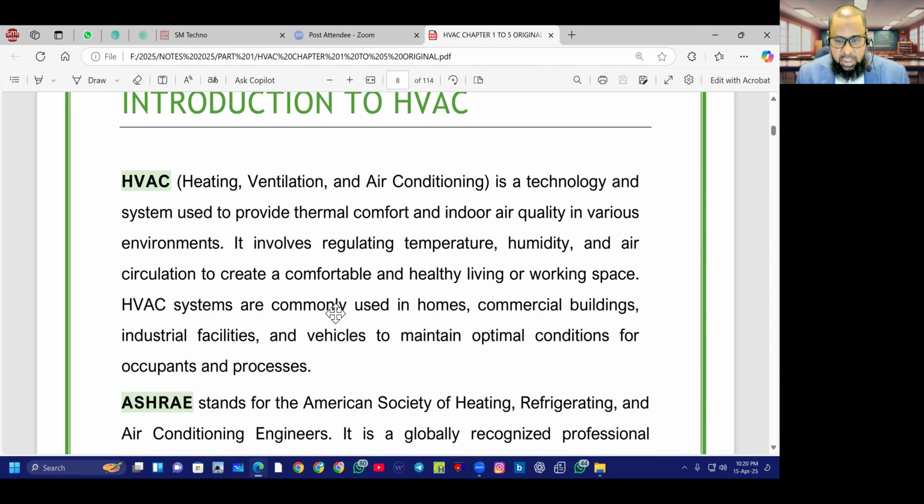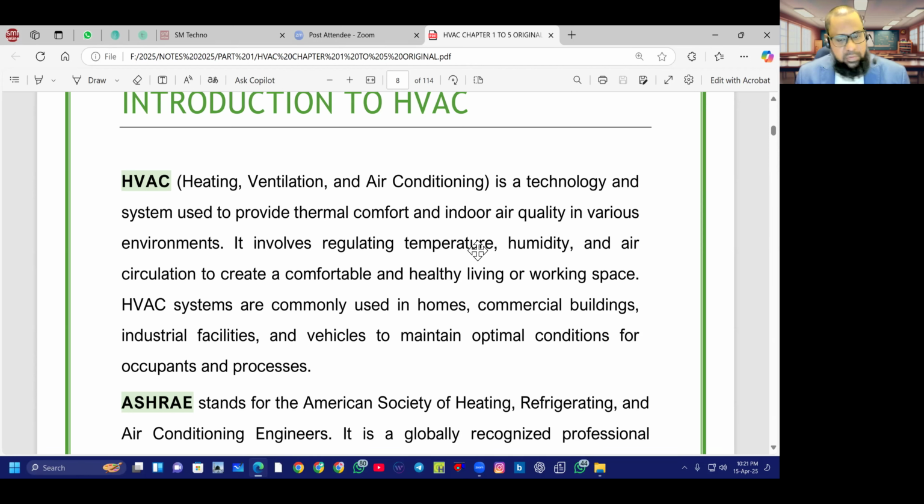HVAC systems are commonly used in homes and commercial buildings, industrial facilities, and vehicles to maintain optimal conditions for the occupants and process. In short, I can say HVAC system is used in residential, commercial, and industrial projects, almost everywhere, right? Even in vehicles also, you'll find car air conditioning. So in the present world, in almost all applications, you'll find the requirement of this HVAC system. Okay, so you can understand the scope of this field.